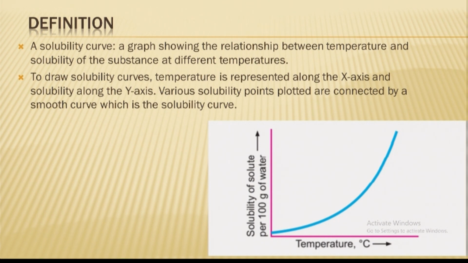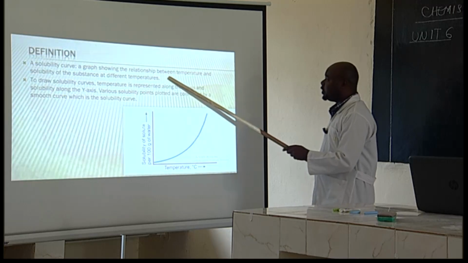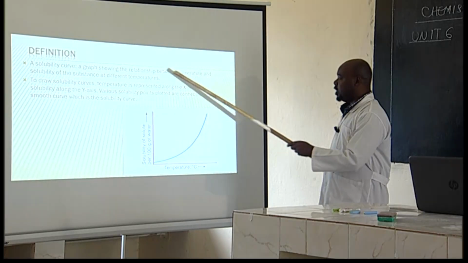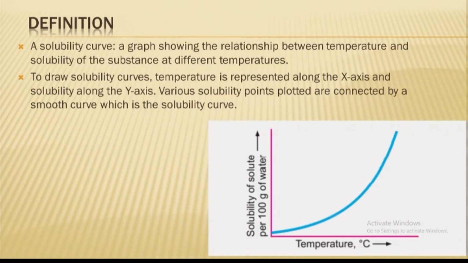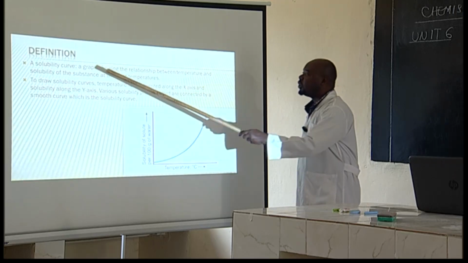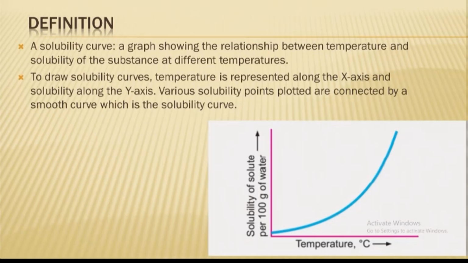And by definition, we can say it is a graph which shows the relationship between temperature and solubility. Relationship means how temperature affects the solubility. And it is the relationship between temperature and solubility of the substance at different temperatures.